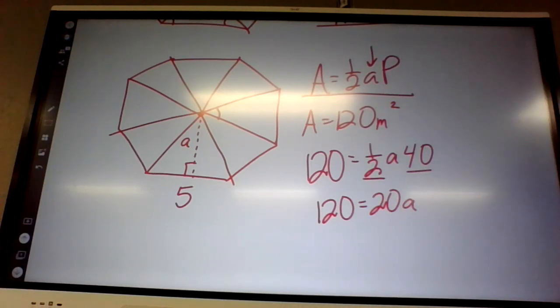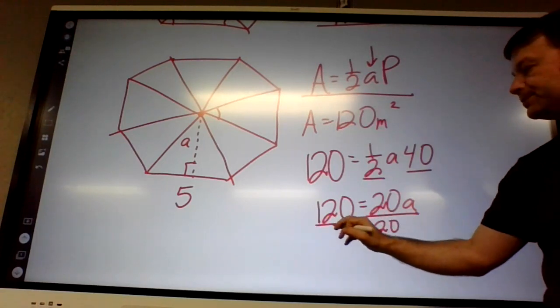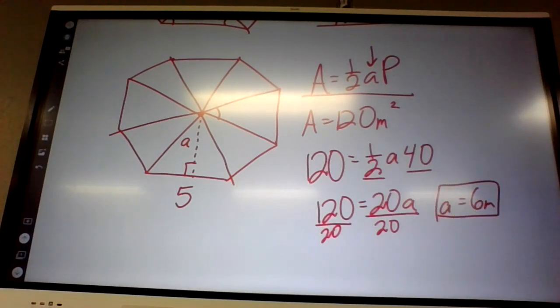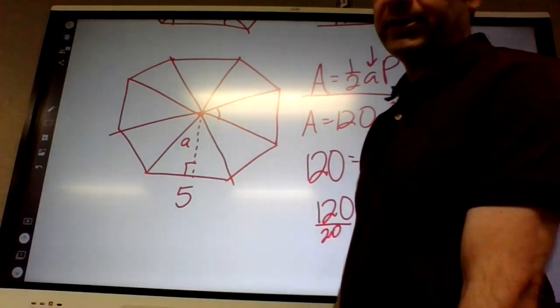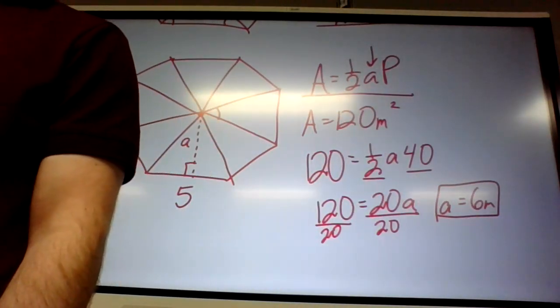And then A must be what? 6. I think that's all they asked for on this one. 6 meters. Yeah, that's all they asked. Okay.